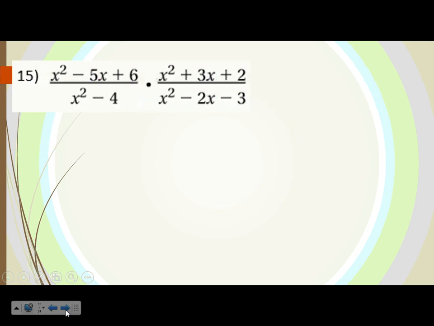And this last one to do on your own, number 15. Again, please pause this, and then once you are done or once you get stuck, hit play and watch it. If you get stuck, hit play and watch it until you figure out what you're doing, then pause it again.